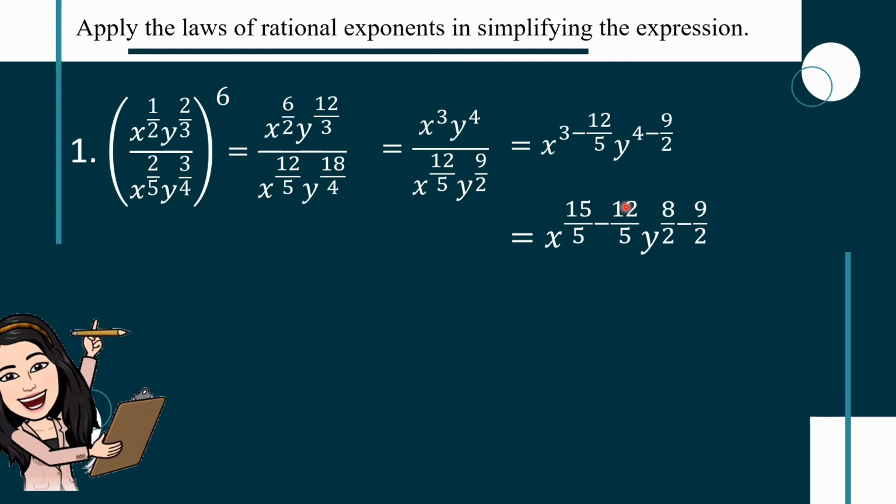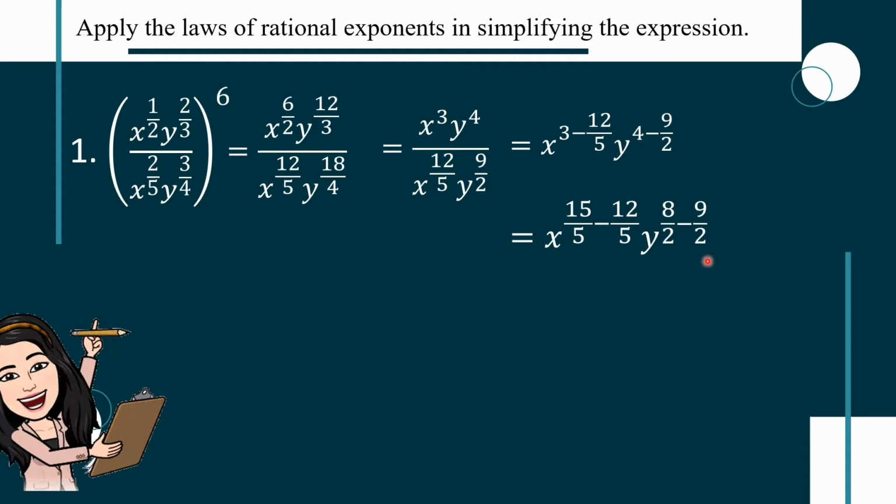Now, here for our y, this is 4 over 1. The LCD of 1 and 2 is 2. So we copy the 2 in the denominator. Then 2 divided by 1 is 2, times 4 is 8. Same with this: 2 divided by 2 is 1, times 9 is 9. Got it? Okay, so you just need to recall how to subtract or add dissimilar fractions.